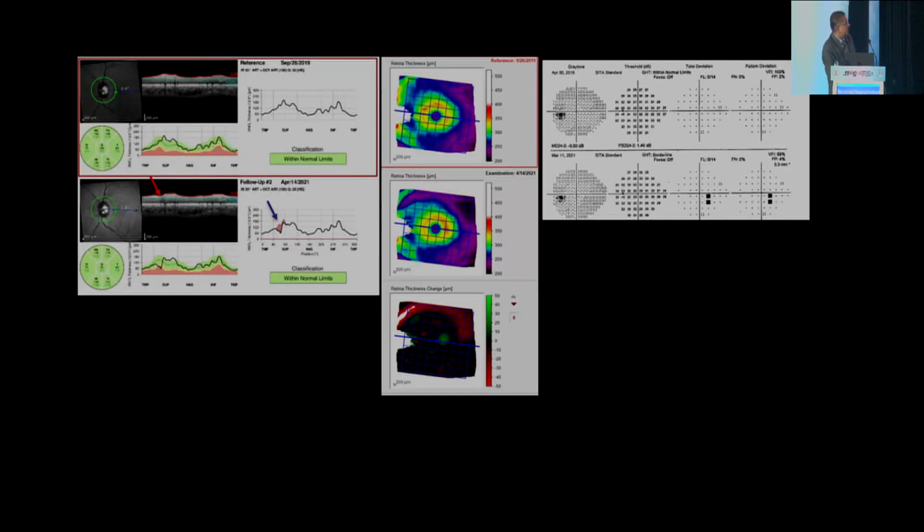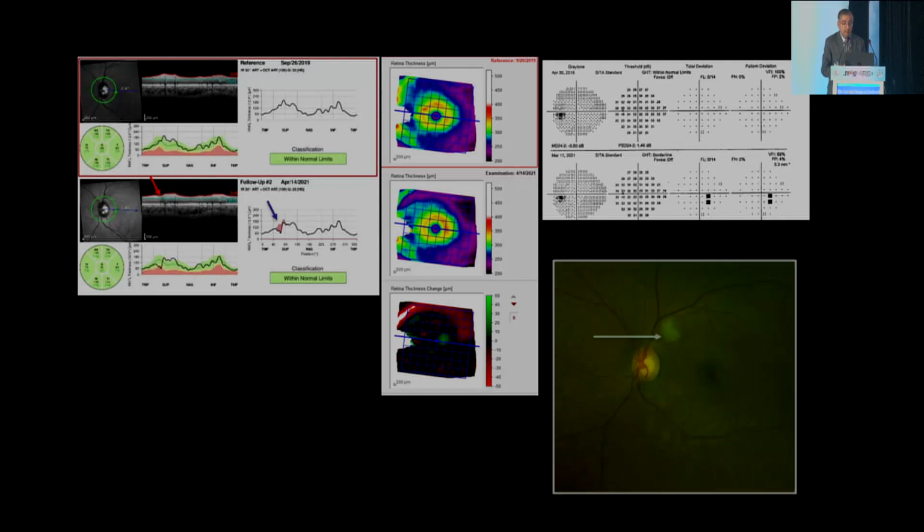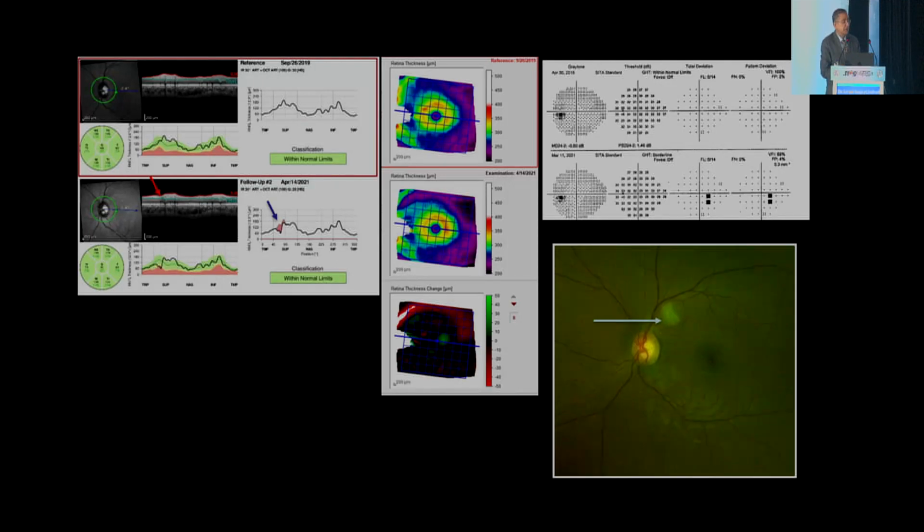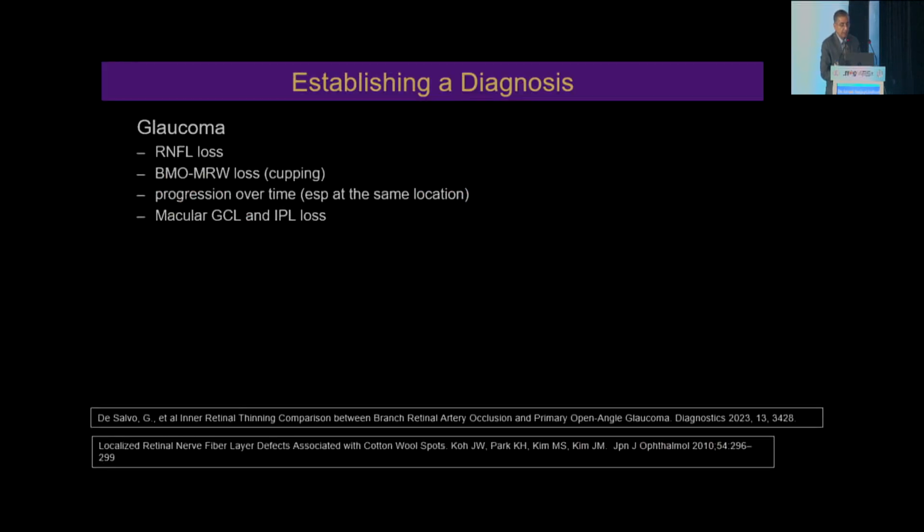For example, this is a slide I showed yesterday. There is a loss of nerve fiber layer that you can see here over time. You see a loss of macular thickness. You see a focal field defect. So if it looks like a duck, walks like a duck, talks like a duck, must be a duck. No, it's not a duck. It's not glaucoma. Because 3 months prior to that, there was a cotton wool spot that had been noted. That was the cause of all these changes that look like glaucoma.